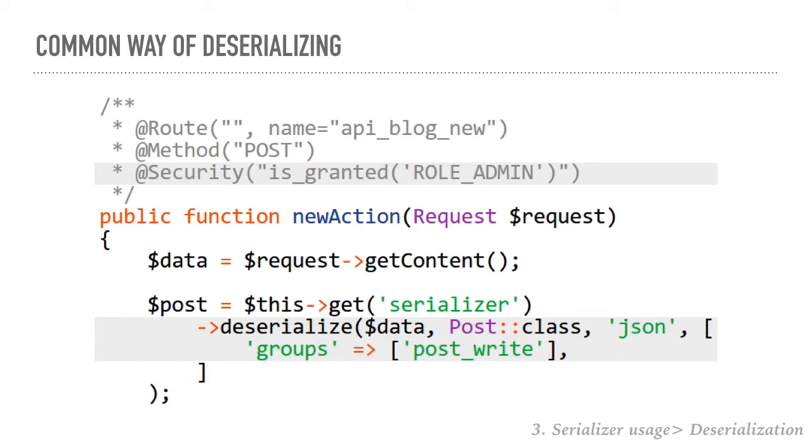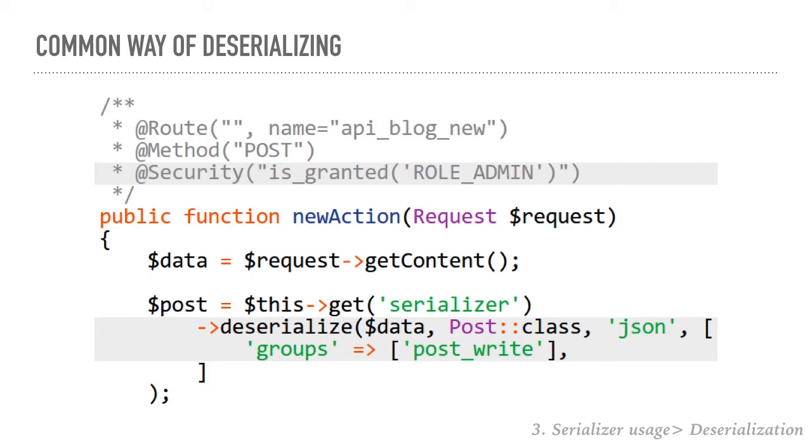And at least I have 3 parameters I have to pass. The first is the data. The data is the information sent by the user, let's say in JSON. Then we have the type of the object I want to have at the end of the deserialization. In here, it's an object, the type will be Post. And the format of the string that I'm receiving from the user.